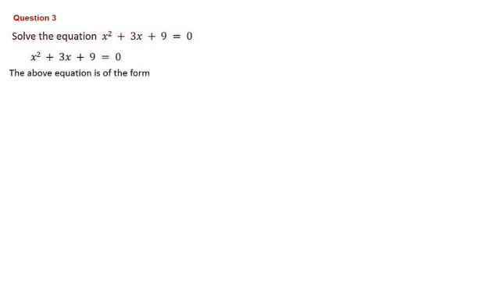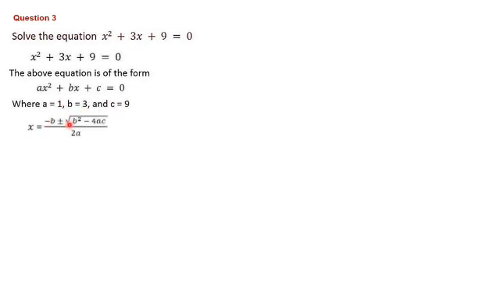Next we shall discuss question number 3. Solve the equation x square plus 3x plus 9 is equal to 0. Let's consider the given equation. The above equation is of the form ax square plus bx plus c is equal to 0. Comparing with the general form, we can write a is coefficient of x square, that is 1, b is coefficient of x, that is 3, c is the constant term, that is 9. a is equal to 1, b is equal to 3 and c is equal to 9.